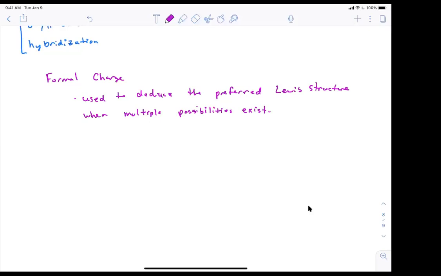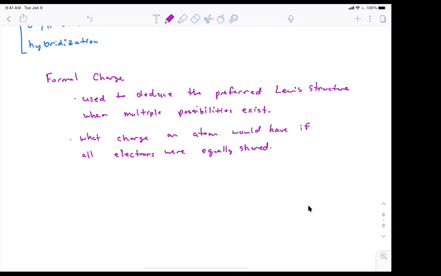Now, it is essentially what charge an atom would have if all electrons were equally shared. Meaning that they had the same electronegativity, and therefore, essentially what you want to think about is every time you're bonded between two atoms, each atom would get one of those electrons, because when you have equal sharing, each of them has ownership of one of those electrons.